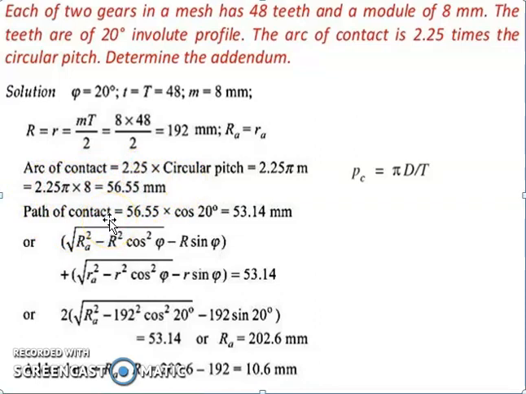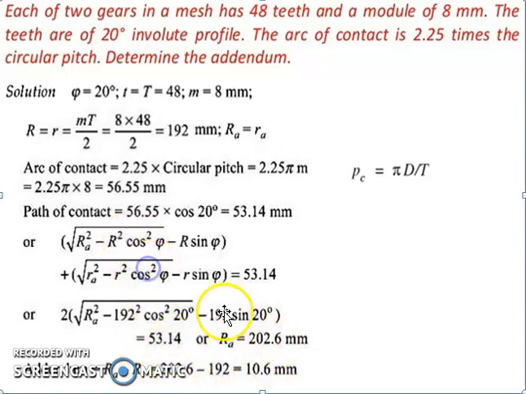Then the path of contact is 56.55 into cos phi, then we will get 53.14 mm. For equal-sized gears, just go with this formula: 2 into the bracket of RA square minus R square cos square phi, minus R sin phi. You can go with capital RA or small RA. I will go with capital RA, and here I give a hint: cos square means you have to write cos 20 into cos 20. Then you will get the answer. After solving this you will get 53.14.